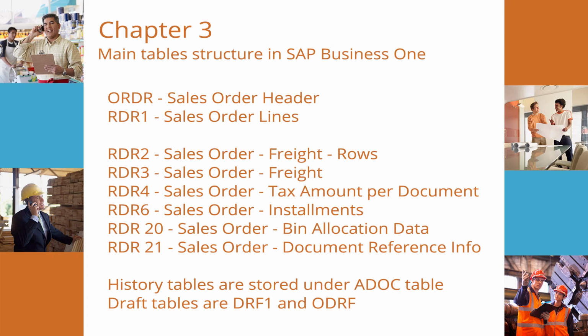Another thing to think about, draft tables. Draft tables normally happen when you're in the middle of approval process. It saves that as draft. Also, almost any document, instead of adding the document, you can always right-click Save as Draft. The draft document is called DRF1 and ODRF.